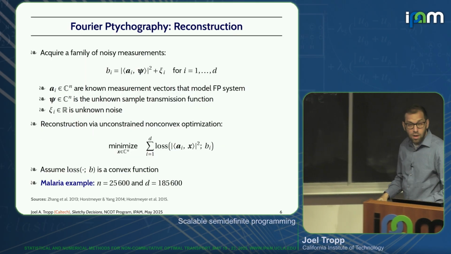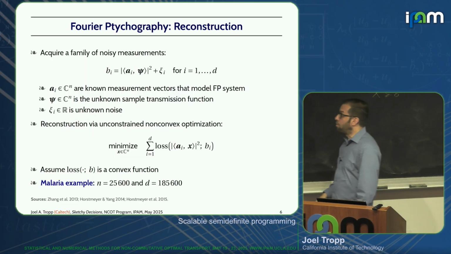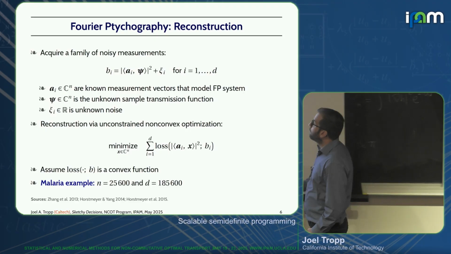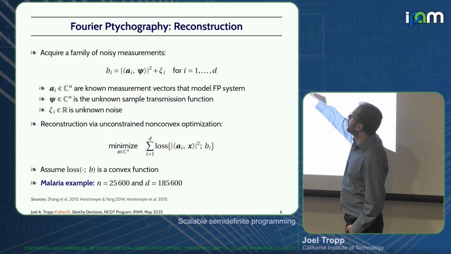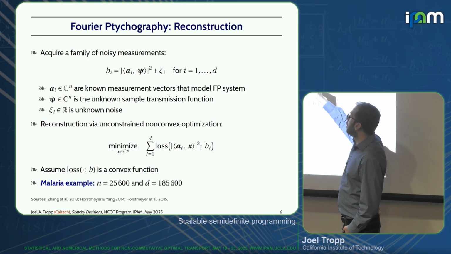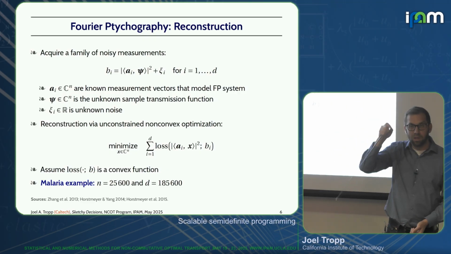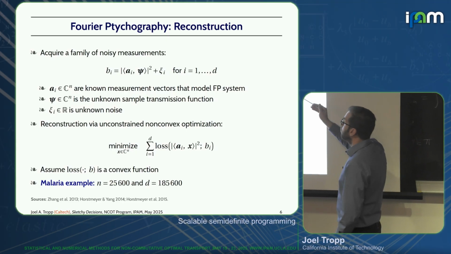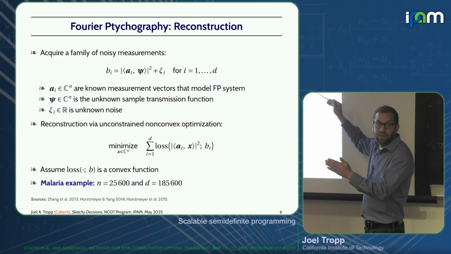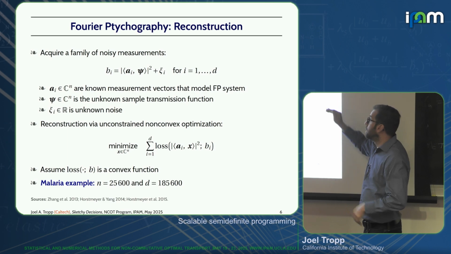Okay, good. So here's how this works mathematically. We acquire a family of noisy measurements, which I'm going to call b_i. Each one is a linear image of a vector psi, which is the representation of the sample transmission function, how the light passes through the slide that you're trying to image.